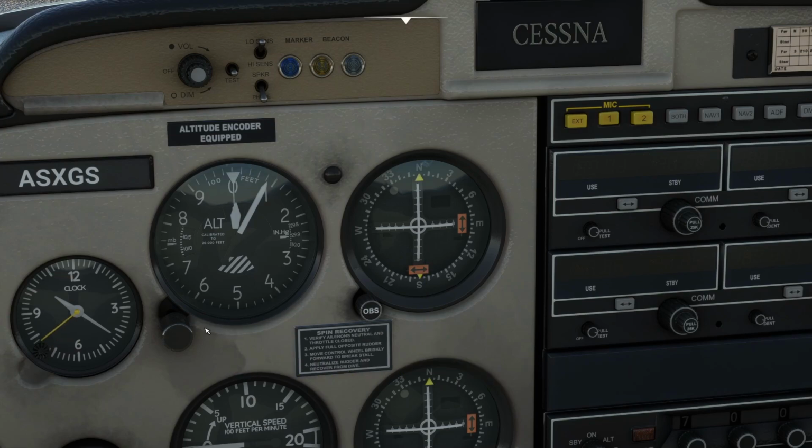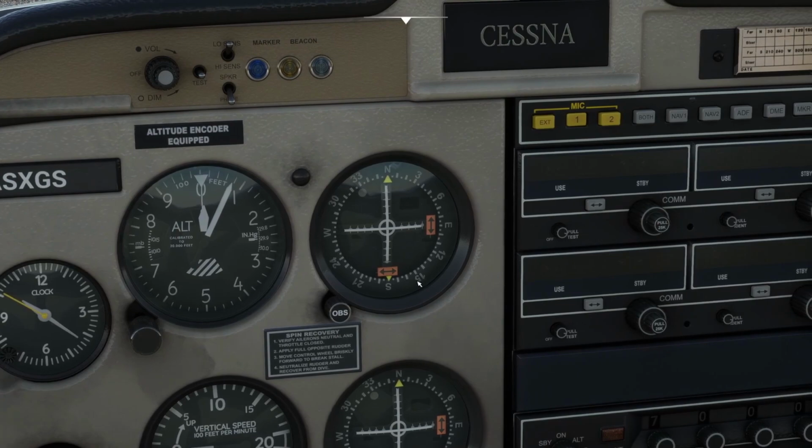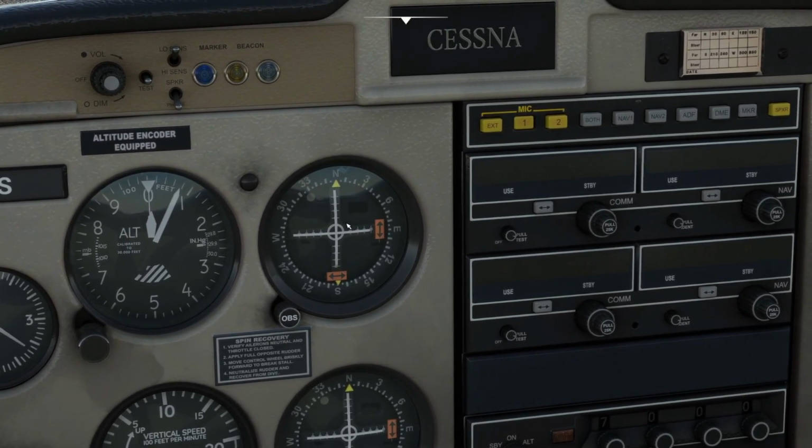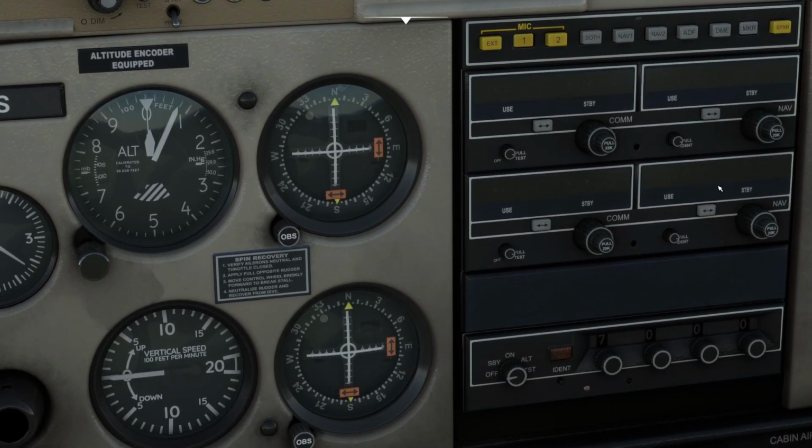Sorry, just go back to the altimeter. This is how you adjust it, if I didn't go through that. You have millibars and inches of mercury, depending on what you prefer or what you're used to. But back to the CDI. CDI 1 is linked up with nav 1, CDI 2 linked up with nav 2.